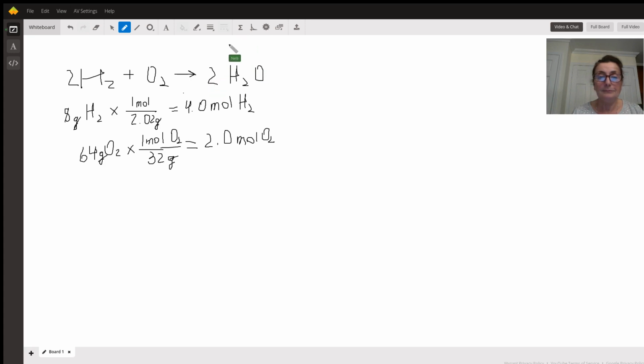And from 2 moles of oxygen, I will get 2 moles of H2O. So basically, I will get 2 moles of H2O. That 2 moles of H2O, I will convert to grams by using the molar mass of H2O, which is 18.02 grams.